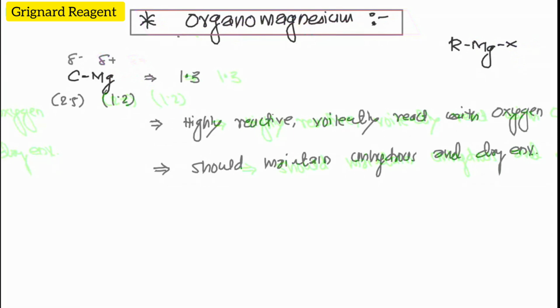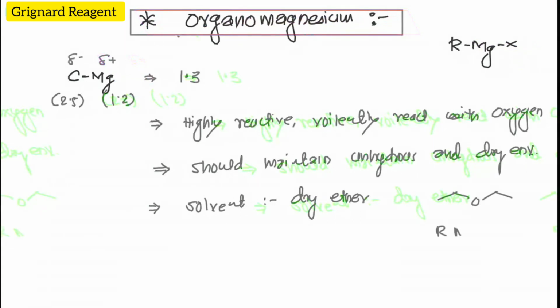This reagent is widely used in organic synthesis, acting as a base or as a nucleophile. The second important point: these compounds are generally used in dry ether, so the solvent used for organomagnesium is dry ether. You know that ethers are generally diethyl ether. This is the structural representation of the ether, and here in RMgX, magnesium has a positive charge.